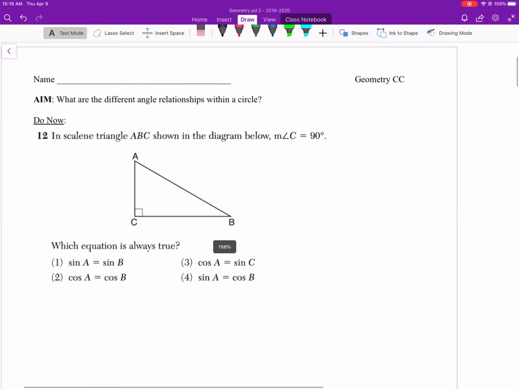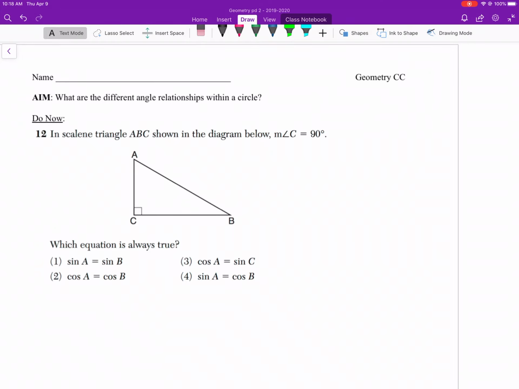Today's do now. In scalene triangle ABC shown in the diagram below, the measure of angle C equals 90 degrees. Which equation is always true? Hopefully you picked choice 4. Sine of A is equal to cosine of B. Remember, A and B are two angles that add to 90 degrees. And when they're two acute angles in a right triangle, they have to add to 90 degrees.